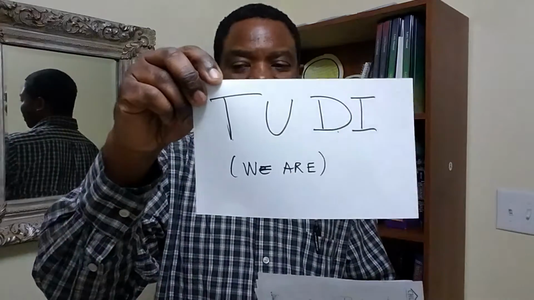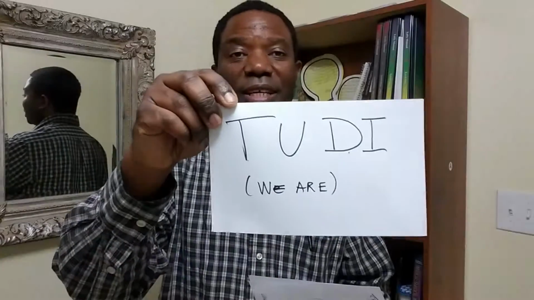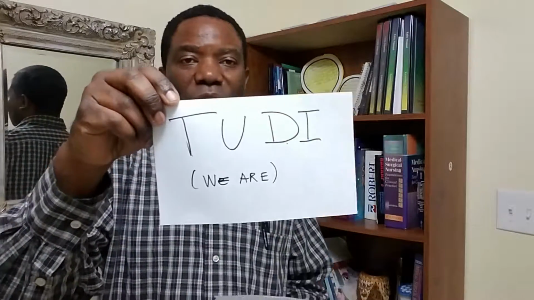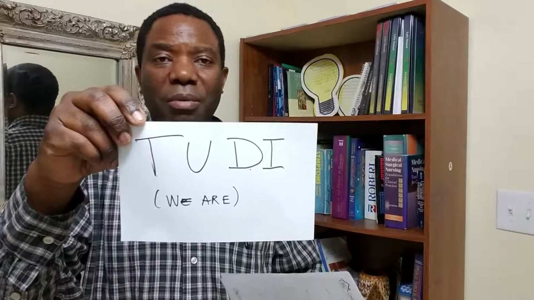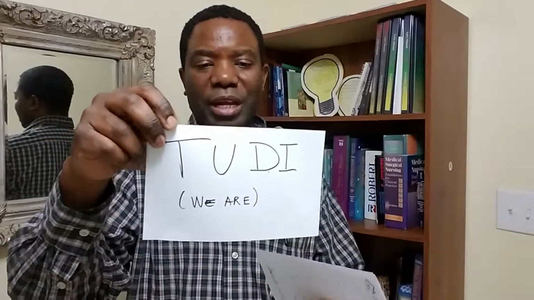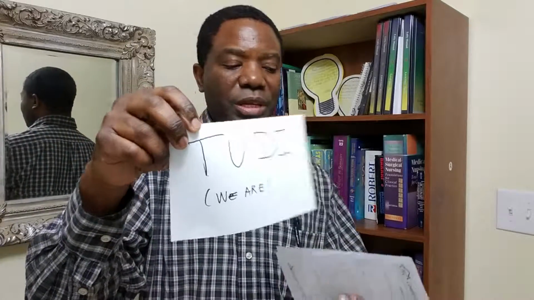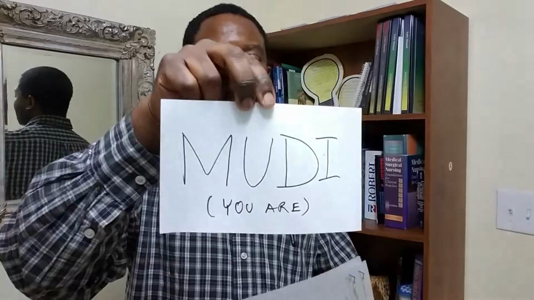And then we have we are. We are goes with tudi. Okay? Tudi, which means we are. Tudi bana means we are children. Tudi bana, we are children. Tudi, we are. So after tudi, mudi is you are.